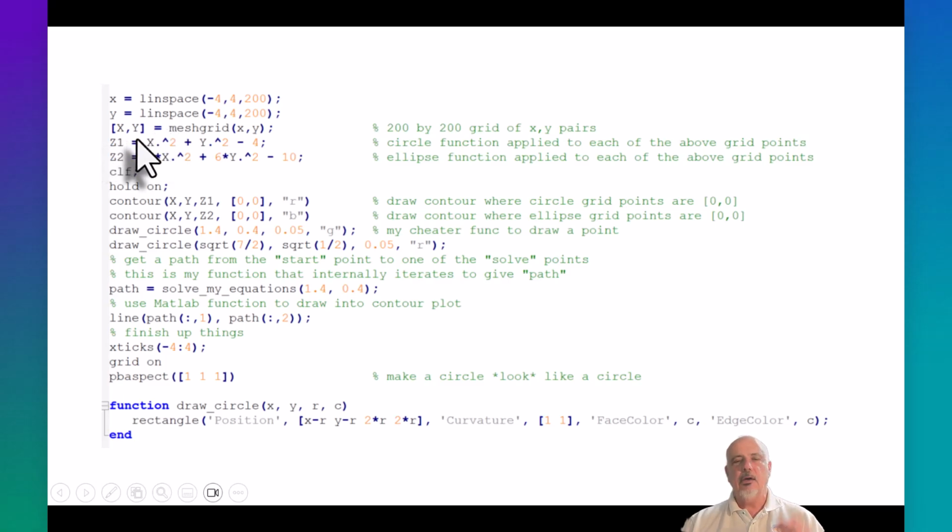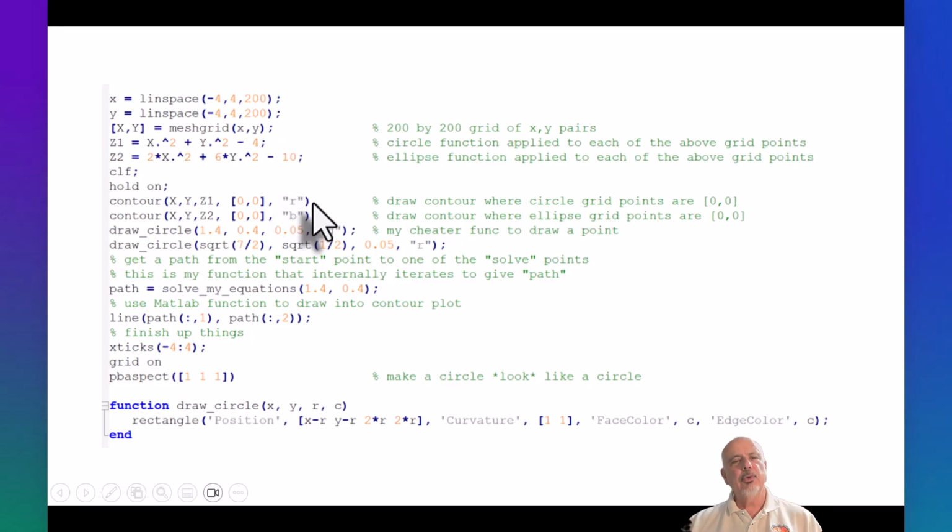So the x and y are matrices, and then I create a Z1 matrix. It's going to be all of those respective x's plus all of the respective y's, each one squared, minus 4. So this is creating a 200 by 200 grid Z1 that contains all possible combinations of these x's and y's. And I repeat that for the ellipse.